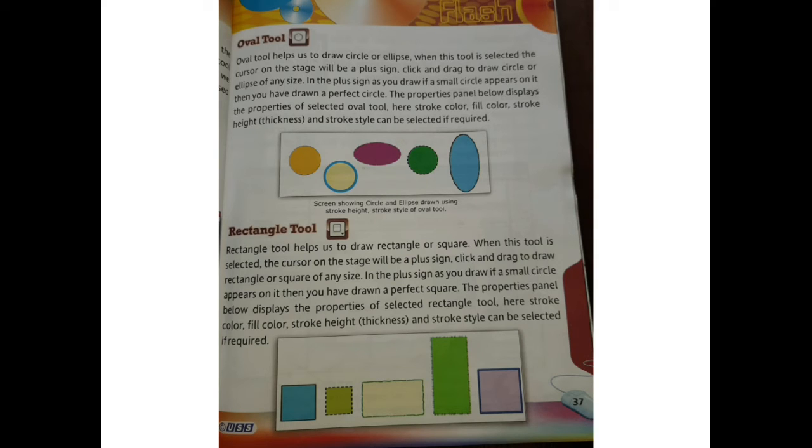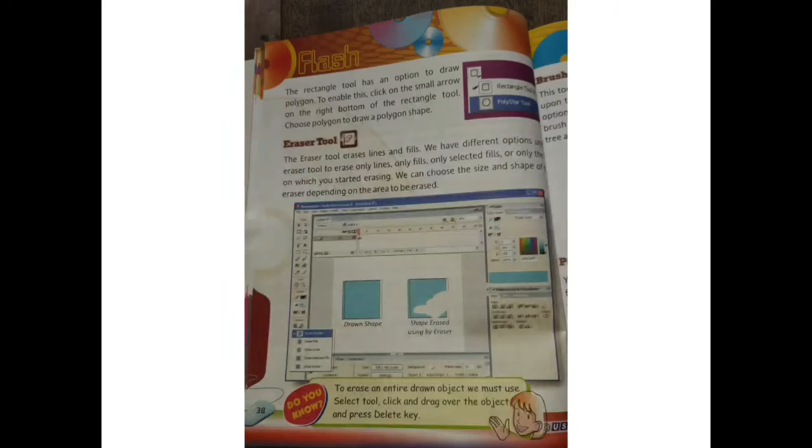The properties panel displays the properties of the selected rectangle tool. Here stroke color, fill color, stroke height and stroke style can be selected. See, outside of that square one border is a straight line, another is a dotted line style. Another has a very thick border outside of the square. Can you see that? It shows the thickness. The rectangle tool, next page children.